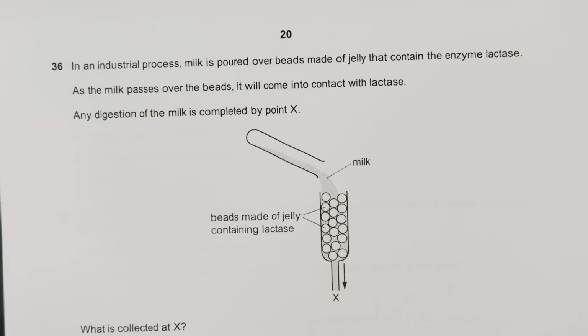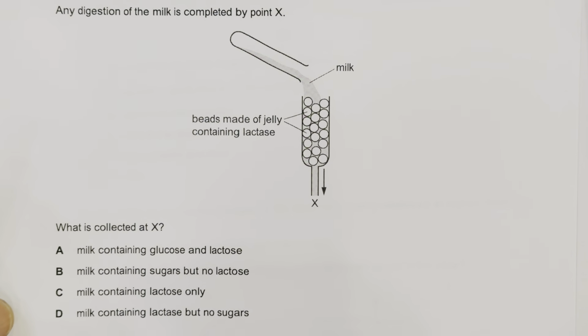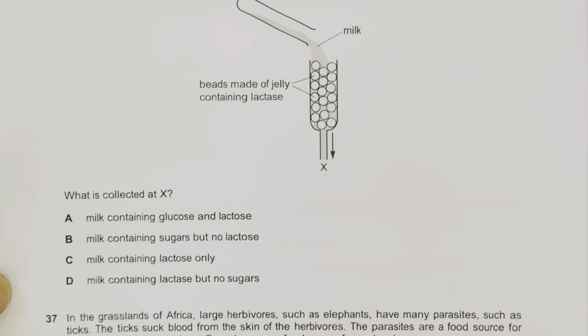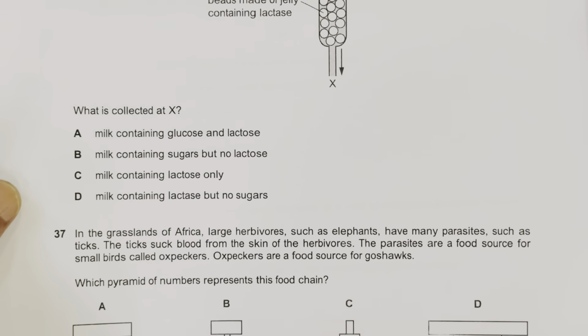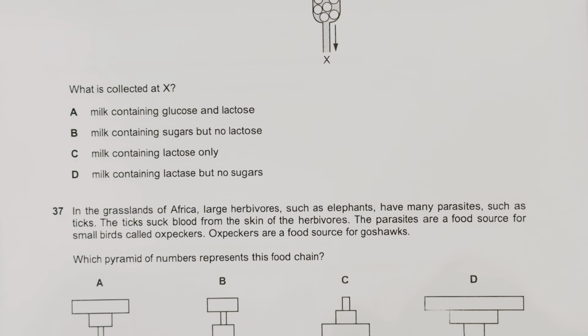Moving to question number 36. In an industrial process, milk is poured over beads made of jelly that contains the enzyme lactase. As the milk passes over the beads, it comes into contact with lactase. Any digestion of the milk is completed by the point X. What is collected at X? Milk containing sugar but no lactose. Sorry, option B is the right answer. Milk containing sugar but no lactose.